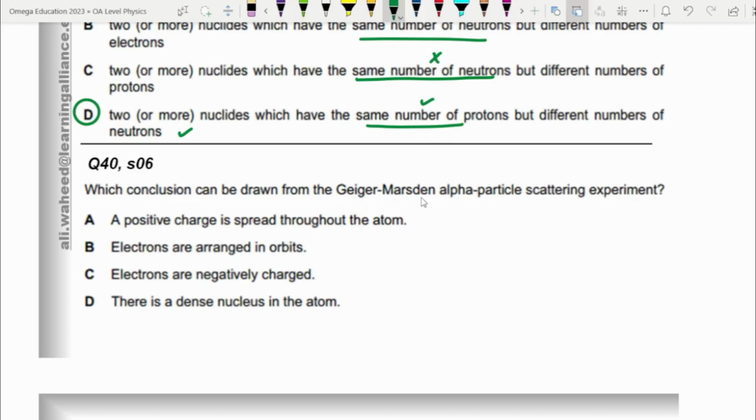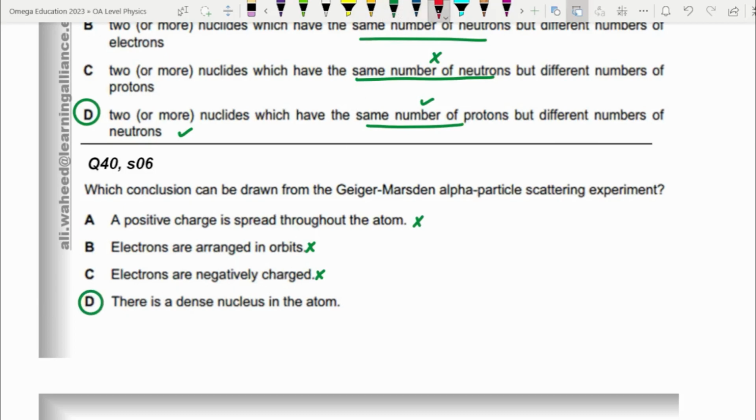Which conclusion can be drawn from the Geiger-Marsden alpha particle scattering experiment? A positive charge is spread throughout the atom. No. Positive charge, as a matter of fact, is concentrated in a very small portion that we call nucleus. Electrons are arranged in orbits. Okay, they might be arranged in orbits, but through this experiment, we found out that most of the alpha particles were able to pass through the gold foil, and some of them were deflected. So that information has nothing to do with this one. Electrons are negatively charged, okay, but once again, the results obtained from the experiment do not give information about this thing. There is a dense nucleus in the atom. Yes, there is a dense nucleus in the atom.